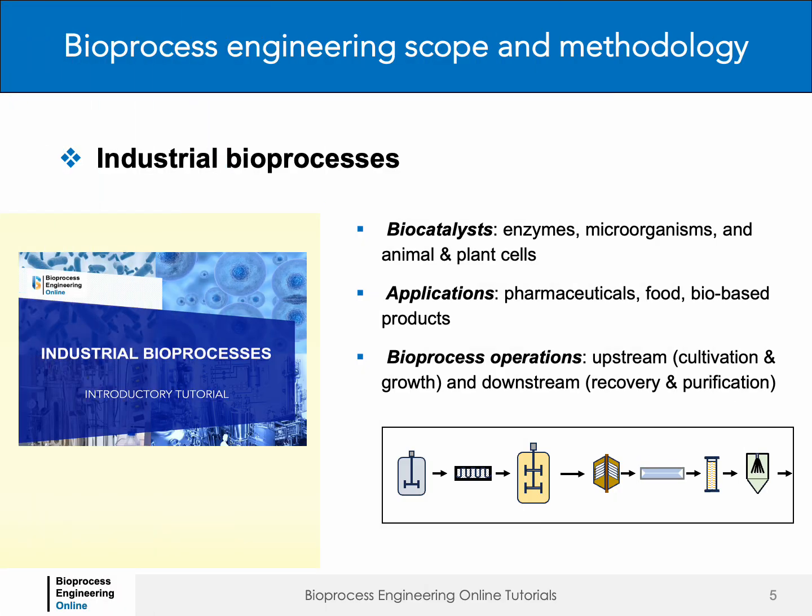The tutorial on industrial bioprocesses reviews the main types of bioprocesses using enzymes, microorganisms, and plant or animal cells, their wide range of applications across industries, from pharmaceuticals to food and other bio-based products, and the key upstream and downstream unit operations involved.